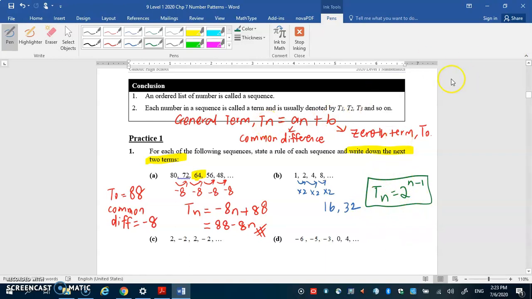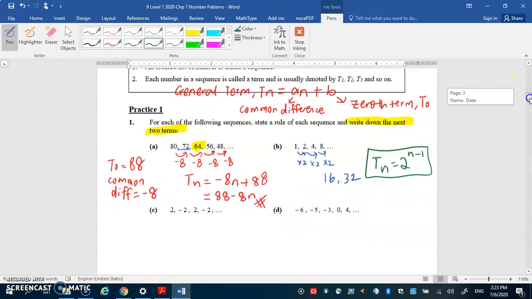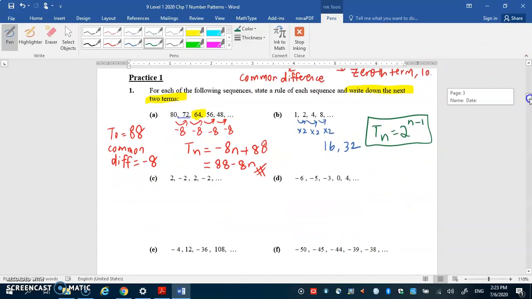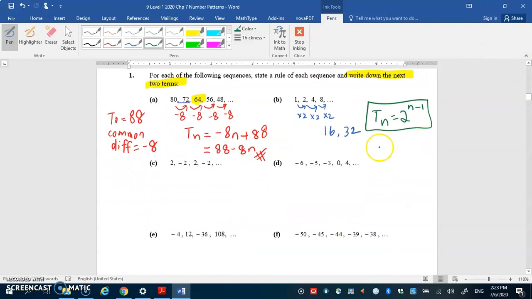Okay? Alright, moving on to part C. By the way, if you want to try on your own first, you can just pause the video, try all these questions, and then come back. Okay? So for part C, you have 2, negative 2, 2, negative 2, 2, negative 2, right? So this one will be minus 4 here, and then plus 4. Minus 4, and then plus 4. Okay, so it's like an alternating kind of pattern.